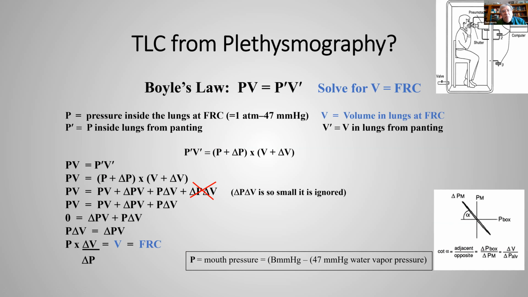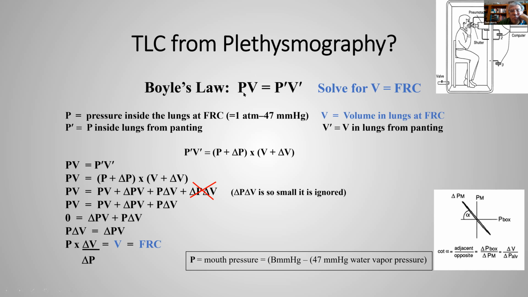Now, how do we do this? I think it's important to understand the equation for obtaining the FRC with plethysmography. It's actually a pretty simple process. A lot of people think it's really complicated. I don't want to spend a lot of time on this, but I want you to understand that when we use Boyle's law, pressure times volume equals P prime times V prime, the purpose is to solve for V. That's the functional residual capacity.